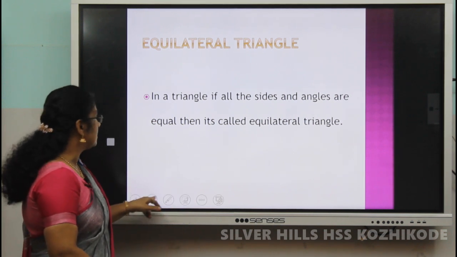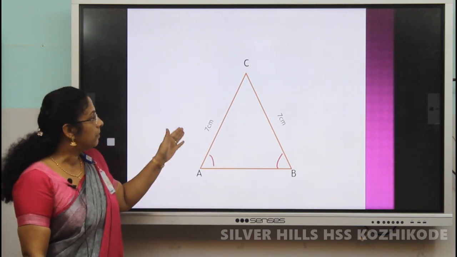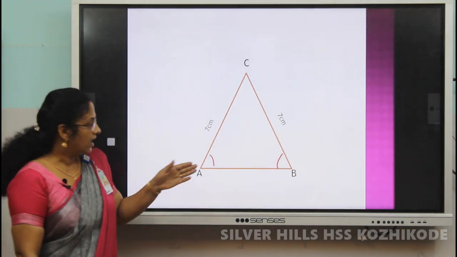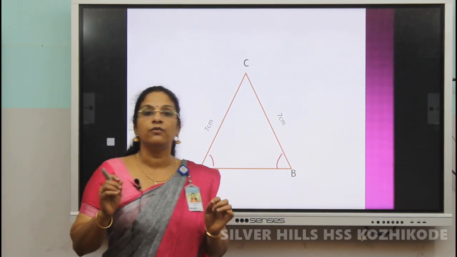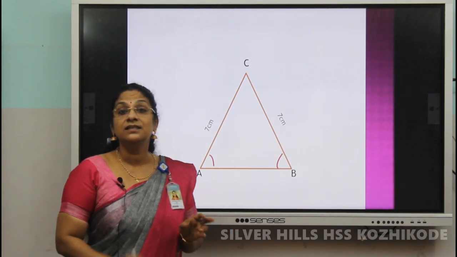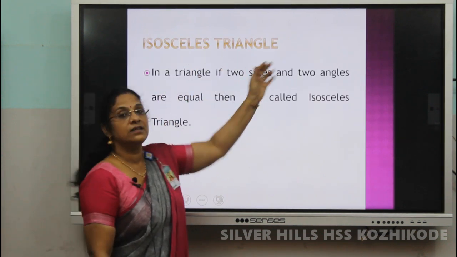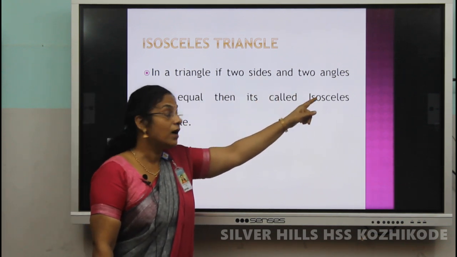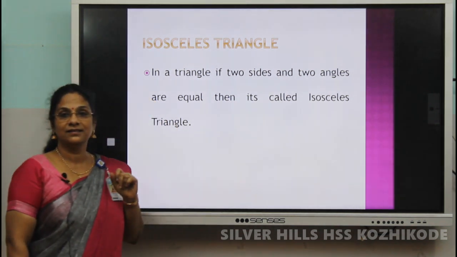And the next one is, see the picture. What is given in the board? A triangle ABC again, but here two sides are 7 centimeter each, and see below, two angles are also the same. Then tell me, what is the name of this triangle? This is an isosceles triangle. In a triangle, if two sides and two angles are equal, then it is called an isosceles triangle.